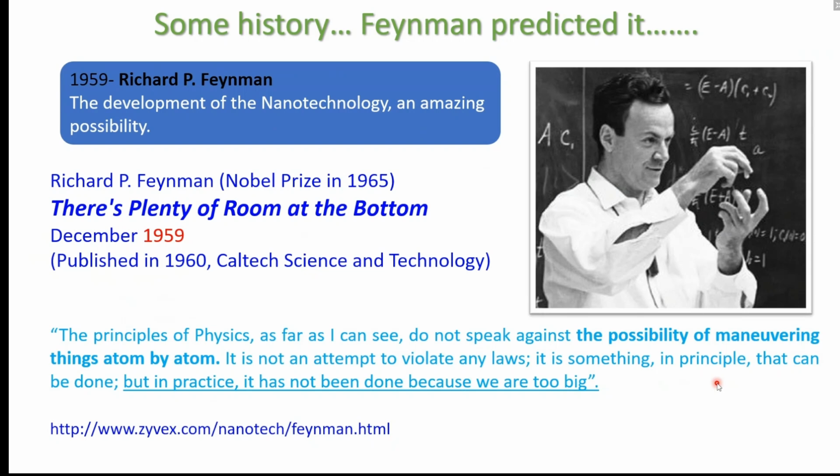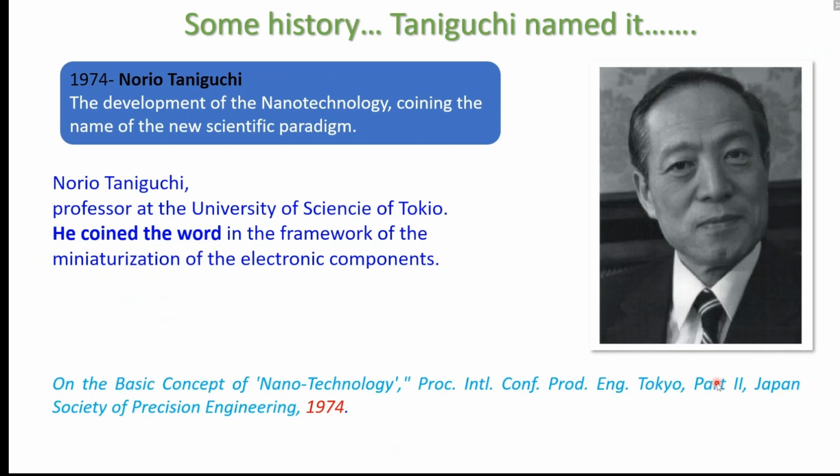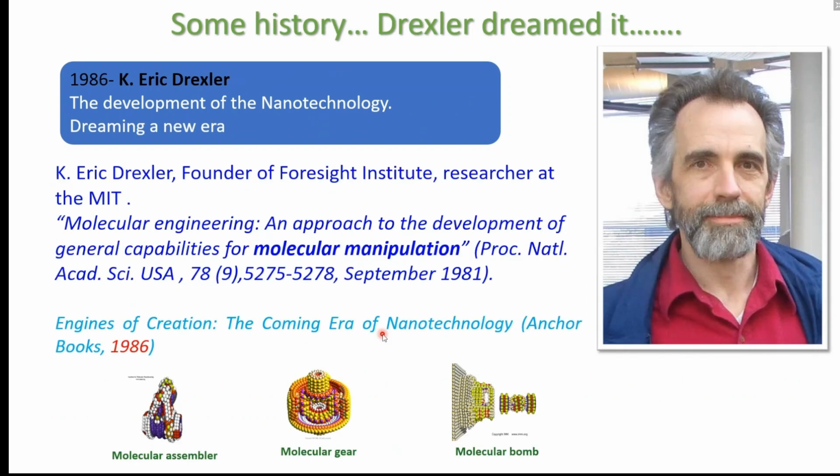We have to mention also Taniguchi, who used for the first time the word nanotechnology. But let me say that he didn't mean it in the sense we know now, with all these special properties that have appeared along the years. In that case, it was more just the natural evolution from microelectronics to nanotechnology. We can mention also Drexler.